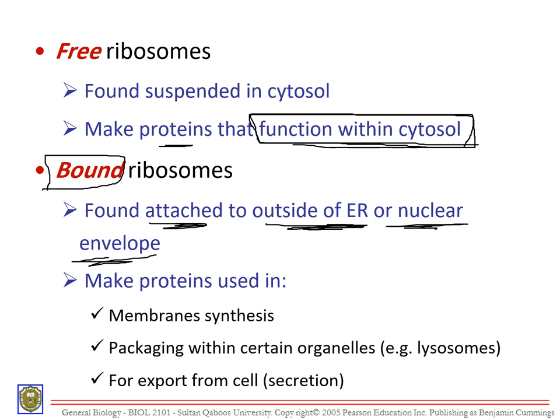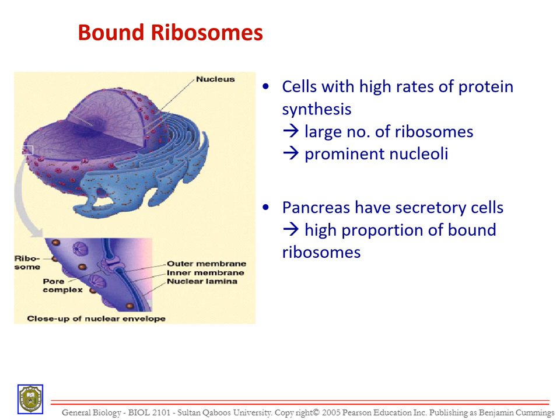These ribosomes are synthesizing proteins that are involved in membrane synthesis. So the proteins that are going to be in the membrane. They also make proteins that are used for packaging within certain organelles like lysosomes. They are also used for export from the cell, to make the proteins that are exported from the cell, so secretory proteins. So these are the ribosomes and their functions.